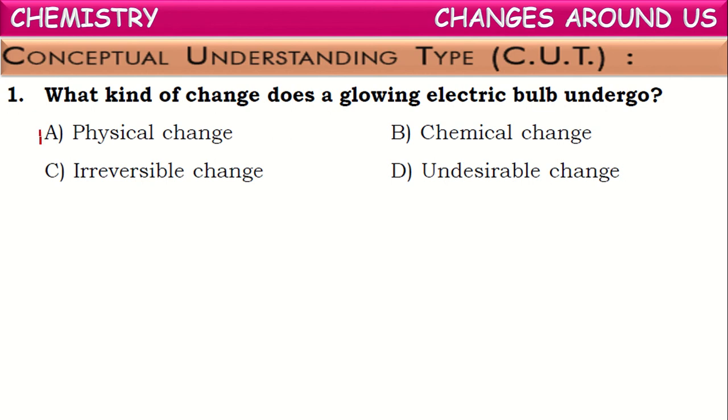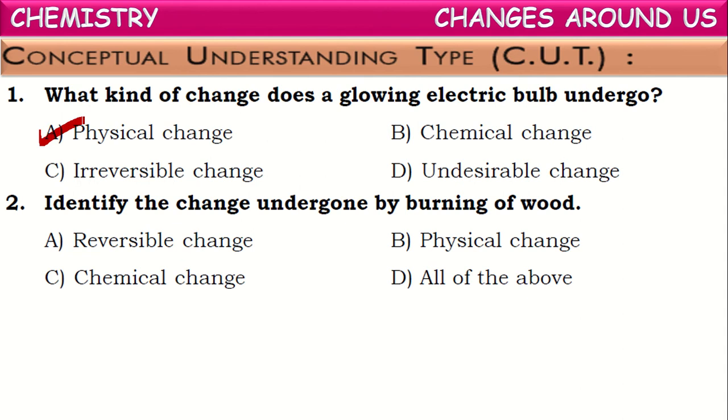Now, glowing of an electrical bulb also comes under physical changes because it can be reversed. There is no change in the chemical composition, only glowing is occurring. When you switch it off again, the glow will go off. Okay, it is a physical change.